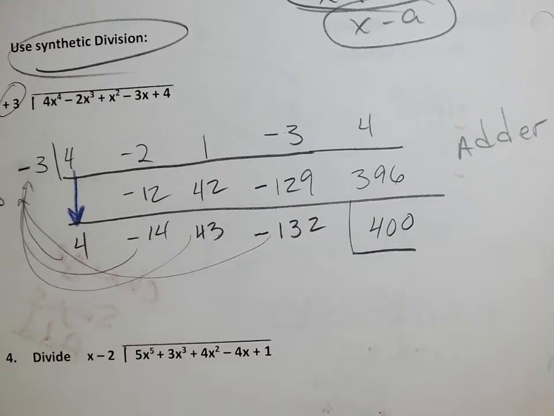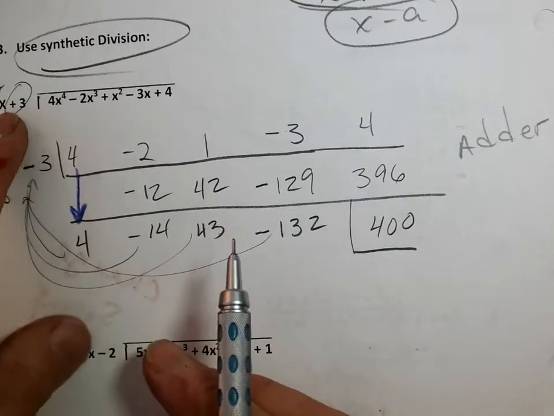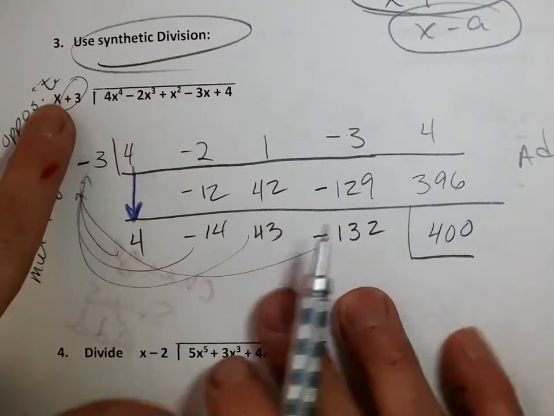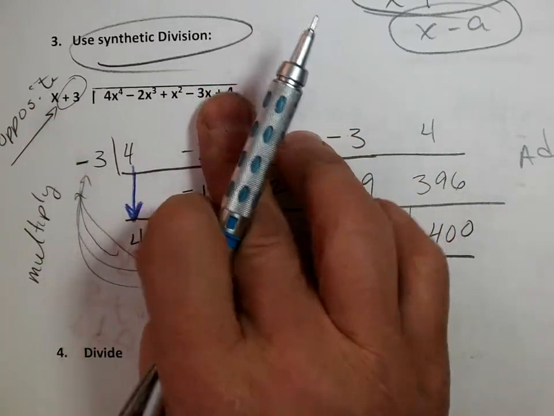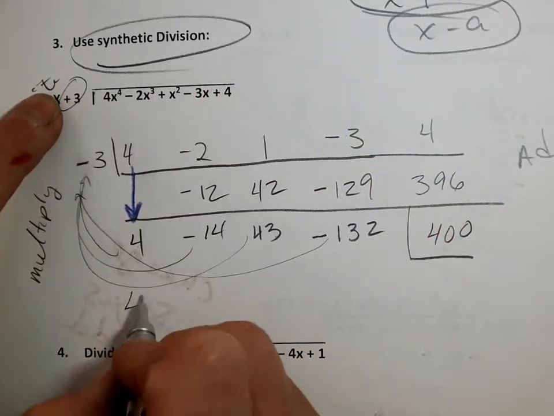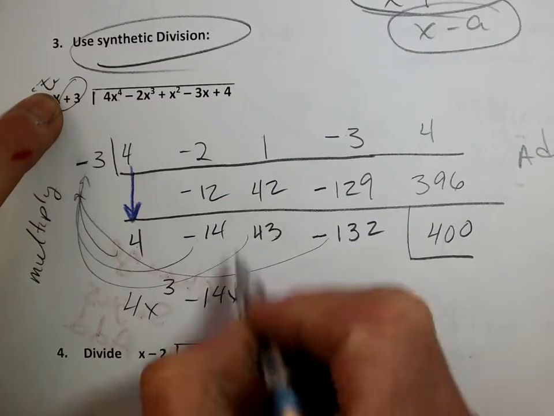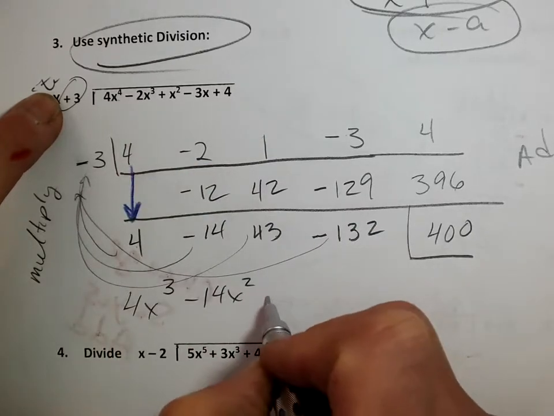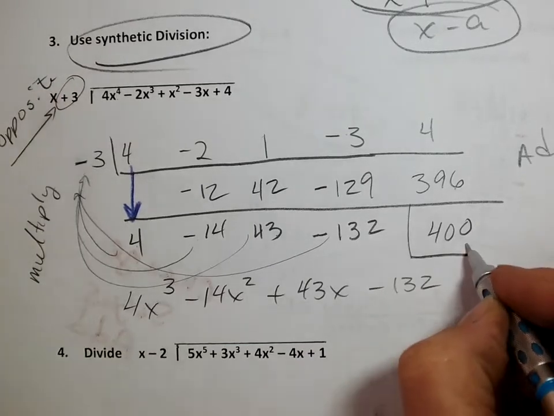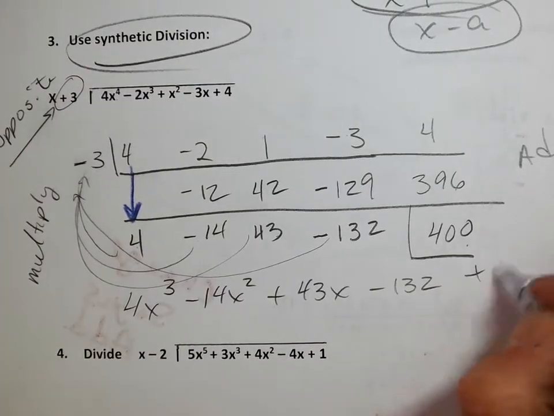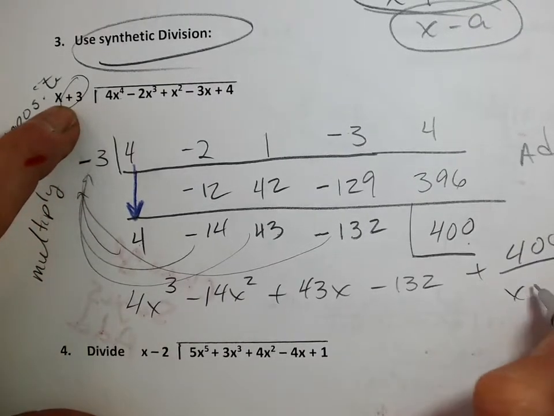Now, here's the thing. My answer has to have x's in it, right? And I did divide by an x, even though I did it in an invisible way. So all of my answers are going to be one less power. So my answer is going to be 4x cubed minus 14x squared plus 43x minus 132. Now, this is my remainder, right? So what do I do with my remainder? Plus 400 over what I divided by, which was really x plus 3, okay?